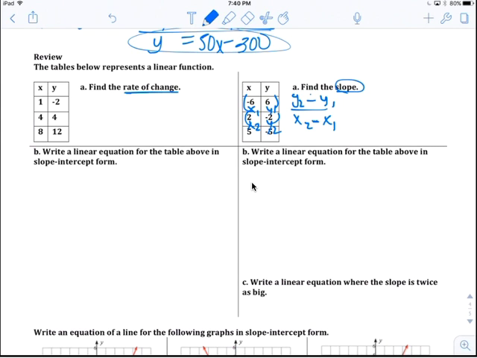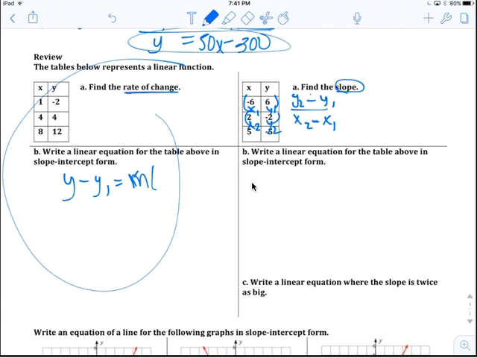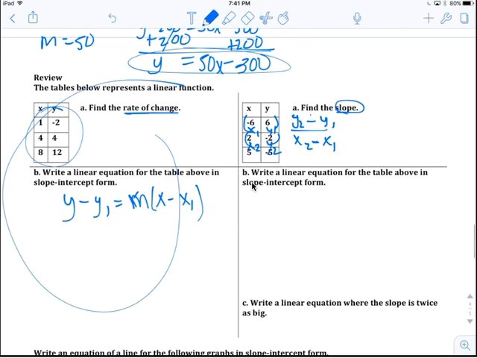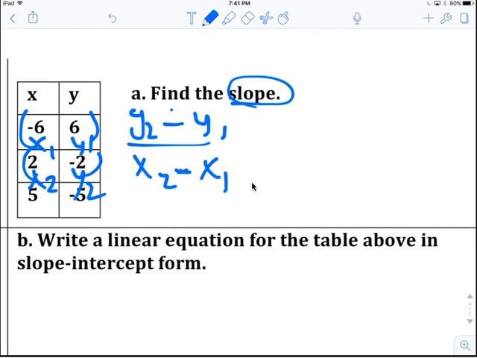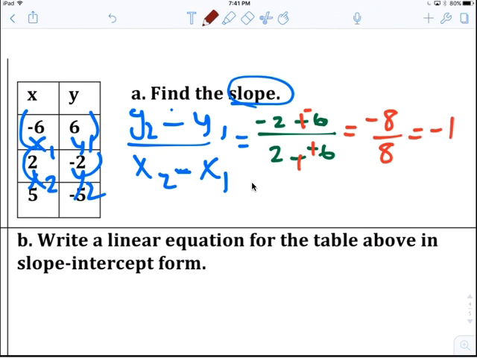Substitute it in. Okay, let's do this one. I think I did this one in class, but you do need to do this one right here. Using these up here, I'll do this one, finding the slope. Slope, same thing as rate of change. That's negative 2 minus 6 all over 2 minus a negative 6. So additive inverse, negative 8 over 8, which is equal to negative 1. So your rate of change or your slope is negative 1.